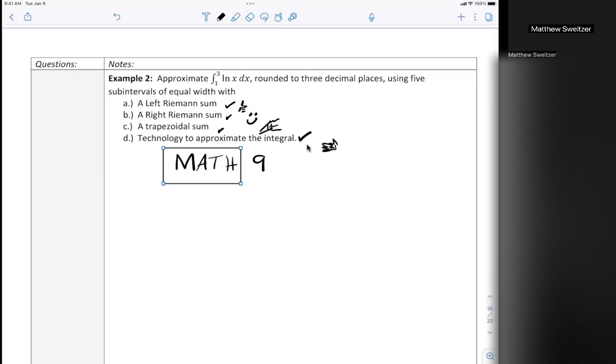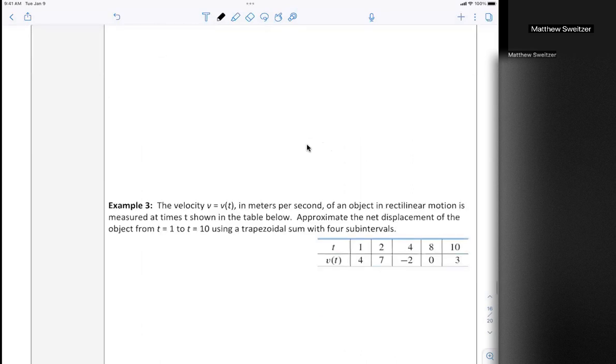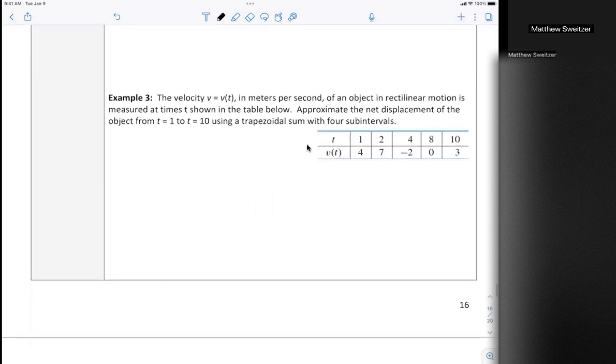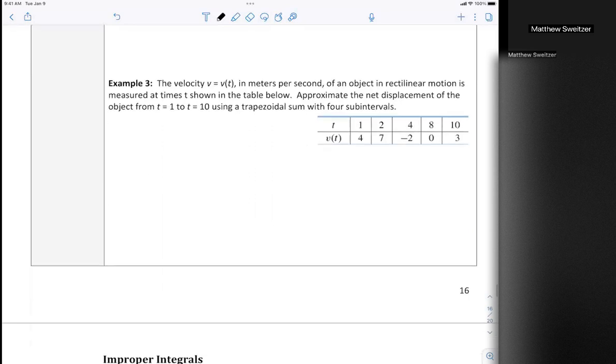Okay. All right. Awesome. Then I'm going to skip that. I'm going to trust that you can do that. And if in your free time today you want to go back and do that example, you can. But I do think we should do example 3, and this is the last one.